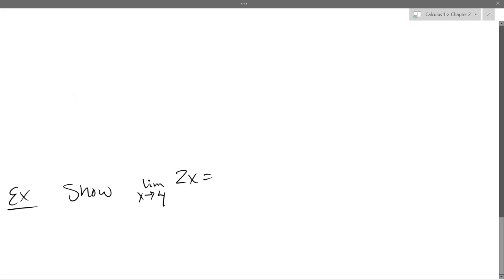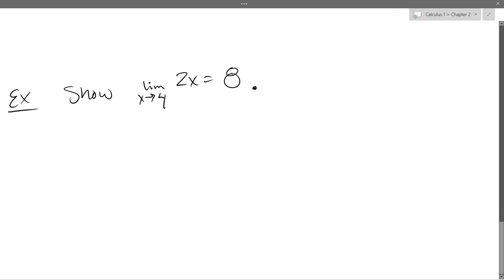All right, so first of all, what is the limit of 2x as x approaches 4? This is easy. 8. But the hard part is we have to show why this is 8. So it should be 8. We plug in 4. 2 times 4 is 8. But why is this 8?